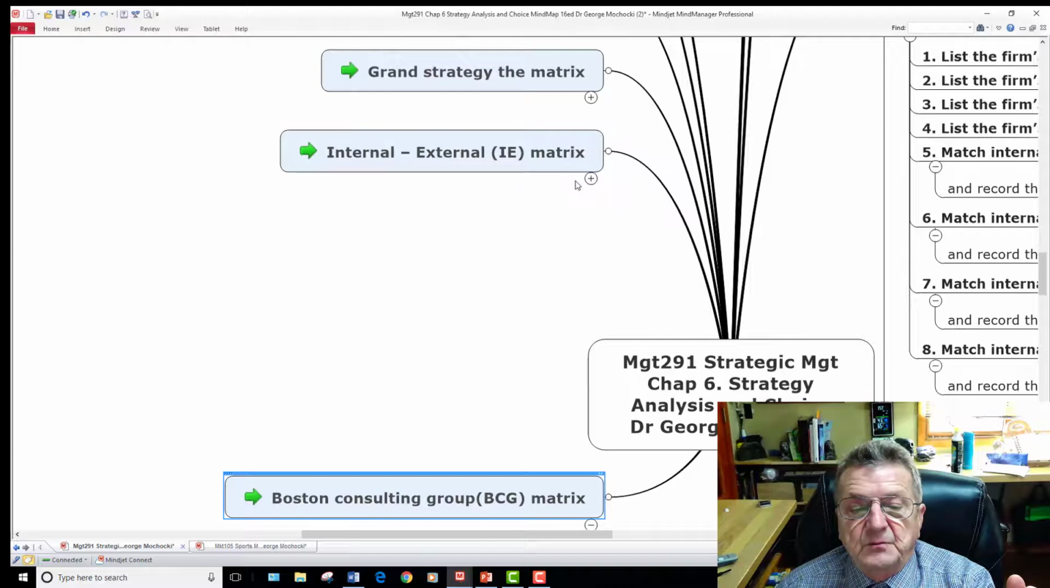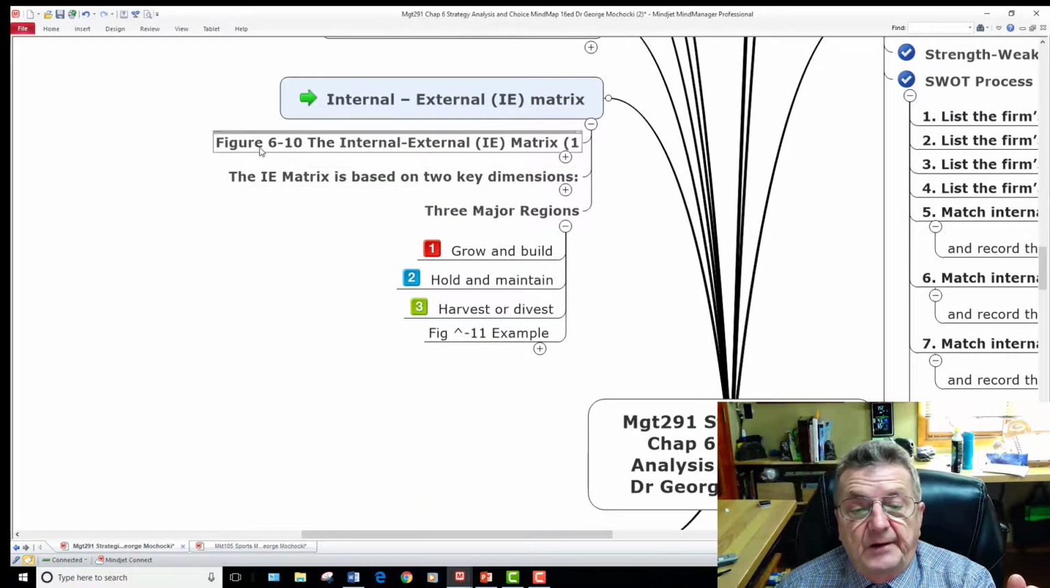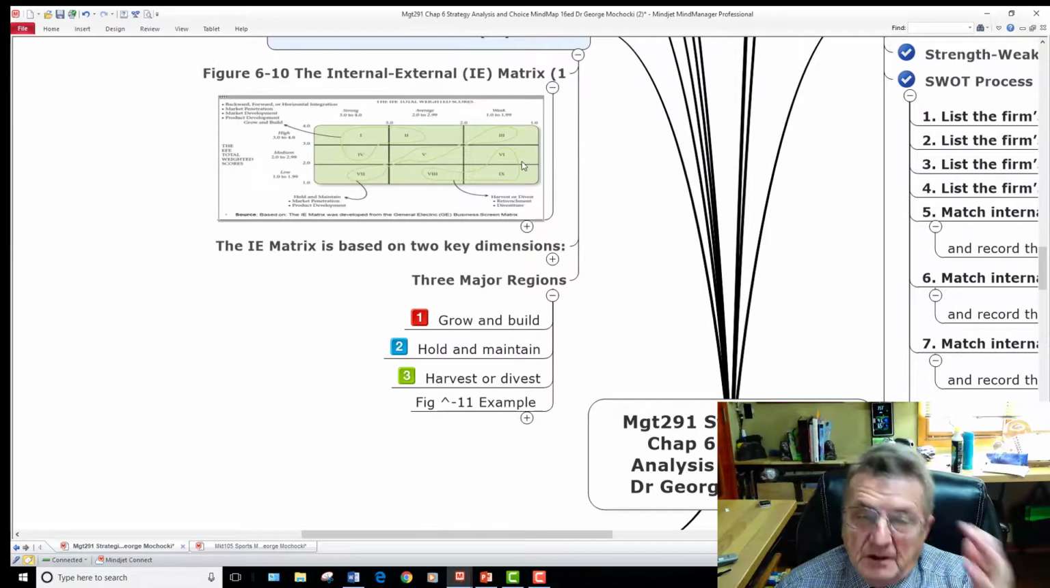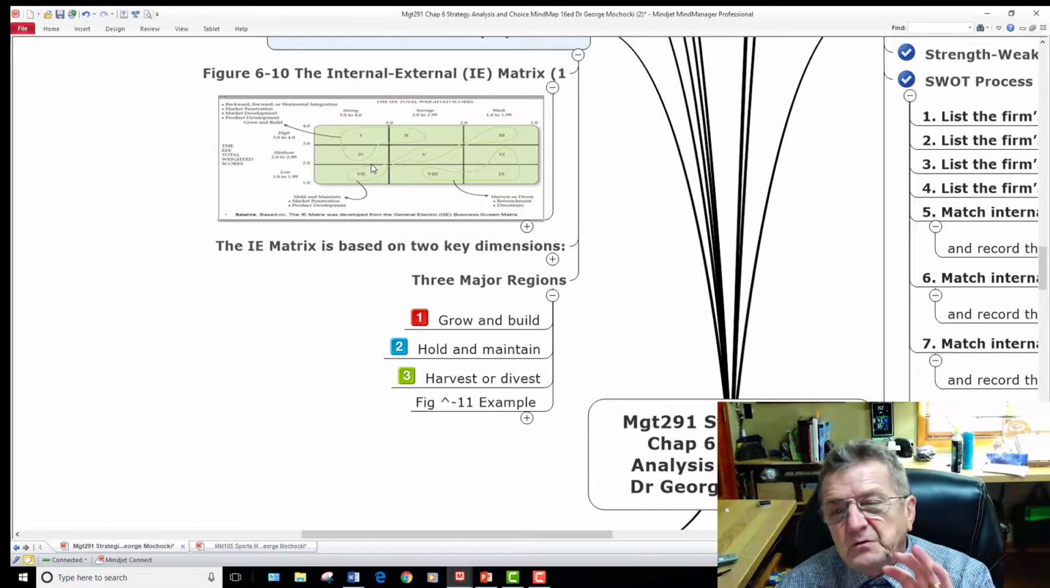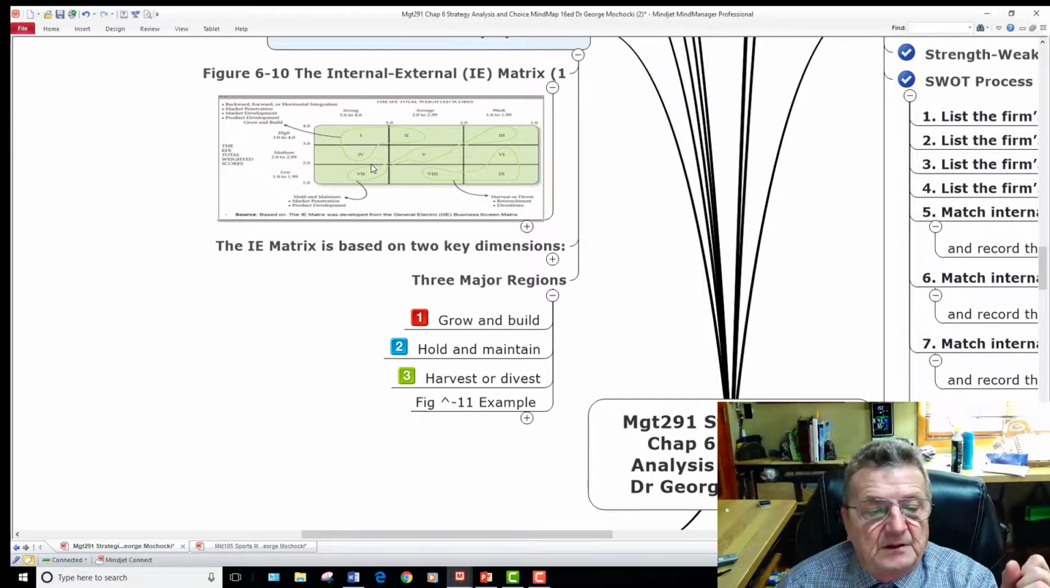The next one is the internal-external matrix. Again, another matrix. I can't spend the time on this, but look at this in the book. Look at the author's YouTube, which explains it. Remember, most companies aren't going to use all of these matrices. Maybe one or two, which makes sense for them, given the cost and the time commitment.